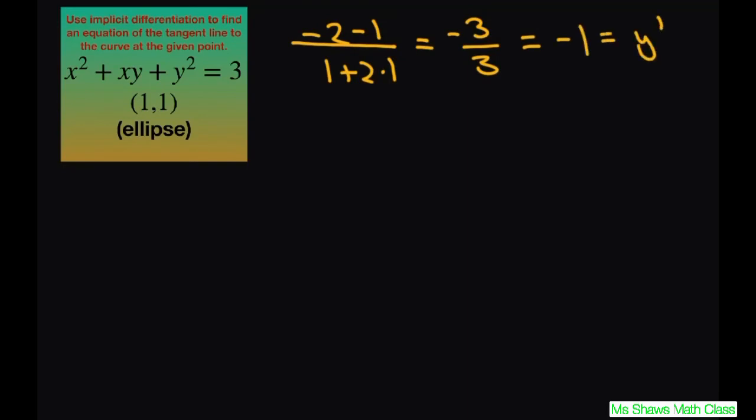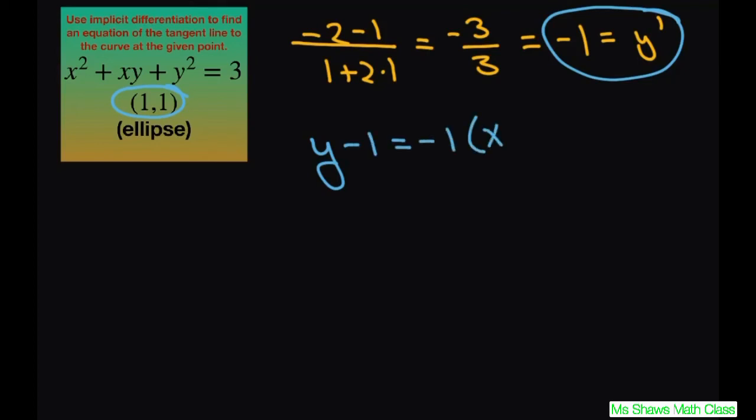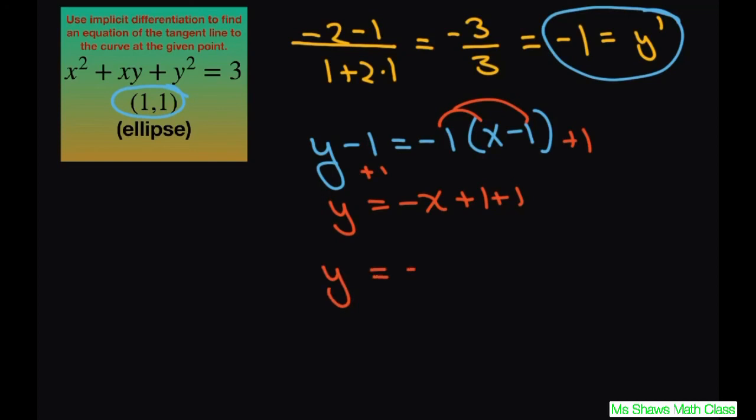So now you have the slope or gradient, and this is your point. You're just going to use point-slope form: y minus 1 equals negative 1 times x minus 1. So y equals, let's distribute, negative x plus 1, and go ahead and add the 1 to both sides. So you finally get y equals negative x plus 2.